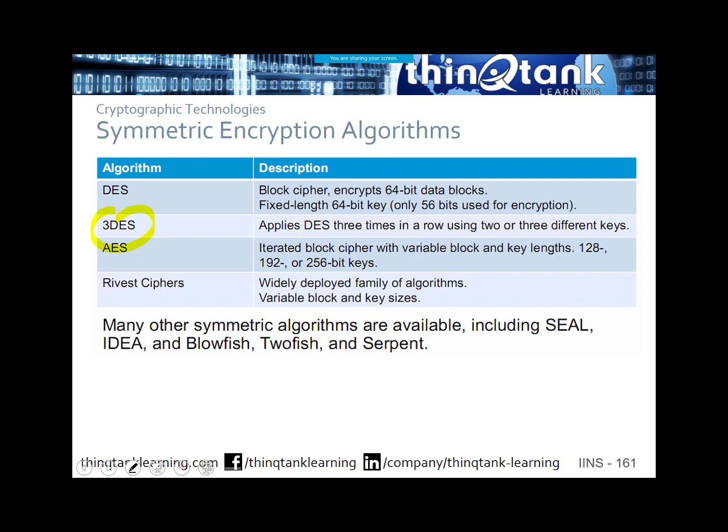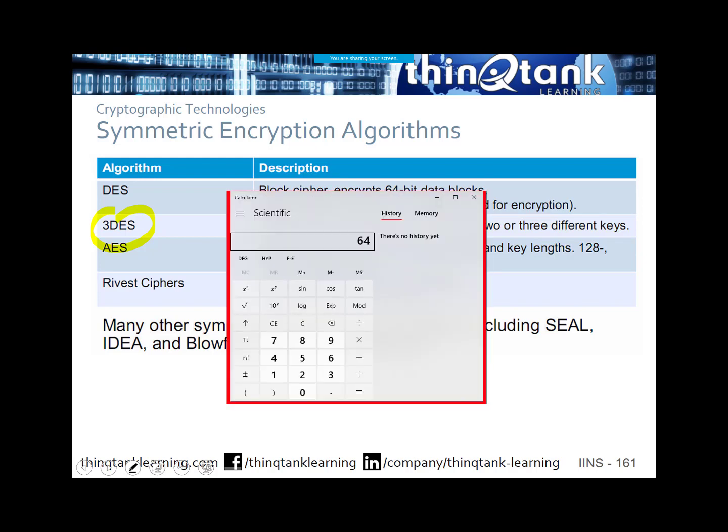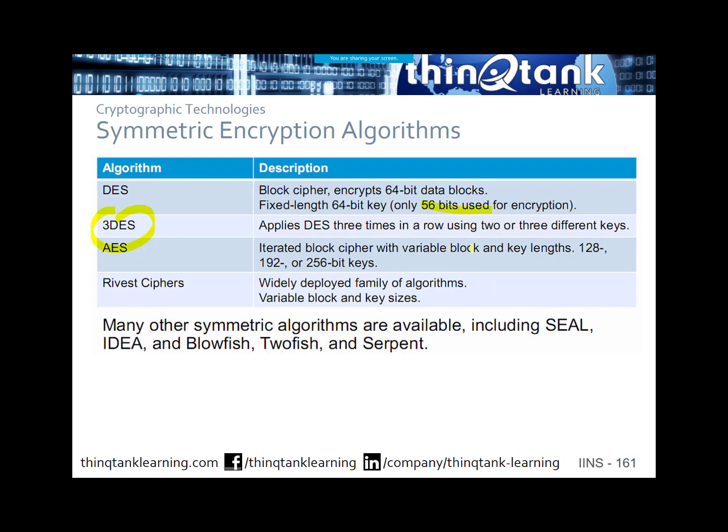So you could potentially call this, if I do 64 times 3, a 192-bit encryption process. But if I do 56 times 3, it's usually defined as a 168-bit encryption process because, again, only 56 bits are used for the encryption process.